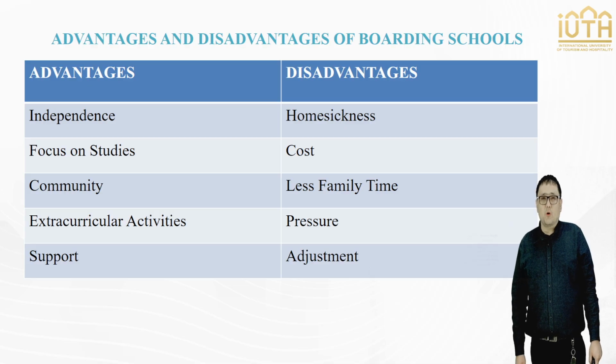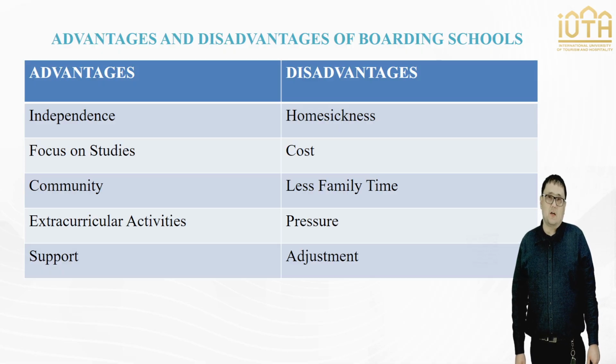Now, dear learners, let's point out several advantages and disadvantages of boarding schools. So, advantages of going to the boarding schools. The first one, independence. Students learn to take care of themselves and manage their time. The second one, focus on studies. Fewer distractions can help students concentrate better on their work. The third one, community. Students build stronger friendships and a sense of belonging. The fourth one, extracurricular activities. Boarding schools often offer many clubs, sports, and arts programs. The fifth one, support. Teachers and staff are available to help students at all times.